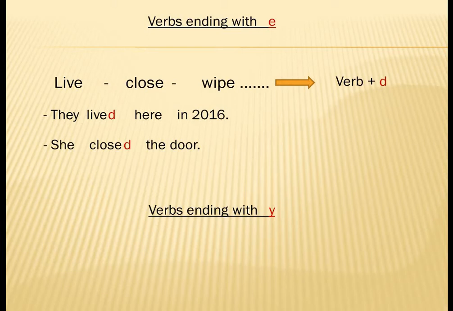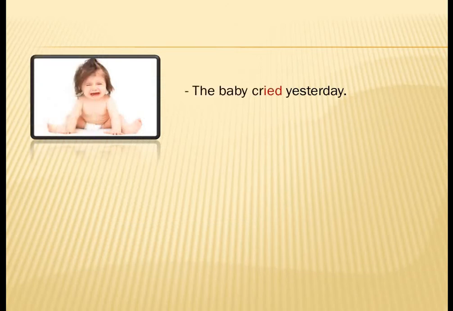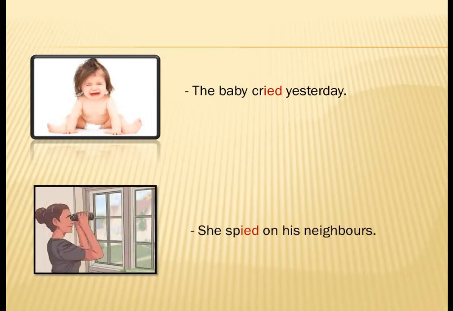For verbs ending with y, let's take some examples like cry, study, spy, etc. In this case, the y becomes i. Here are examples. The baby cried yesterday. The infinitive of the verb cried is cry, which is ending with y, and we changed y to i. The baby cried yesterday. The next example is: she spied on his neighbors.